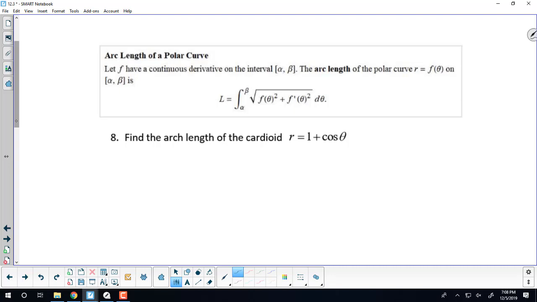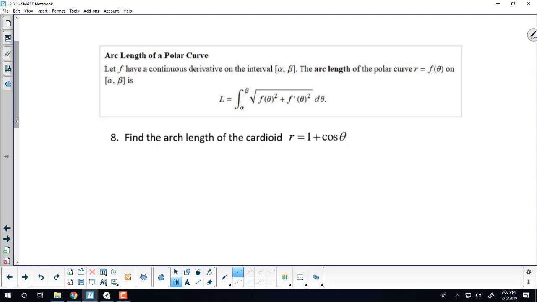If this is for the curve that's defined from A to B, or alpha to beta, rather. Sometimes you're not given that, so you have to look at the graph and determine where it starts and stops, or how many thetas it takes to graph that entire figure. Not always are you given that interval, but the formula is the square root of r squared plus r prime squared, or f of theta squared plus f prime of theta squared.